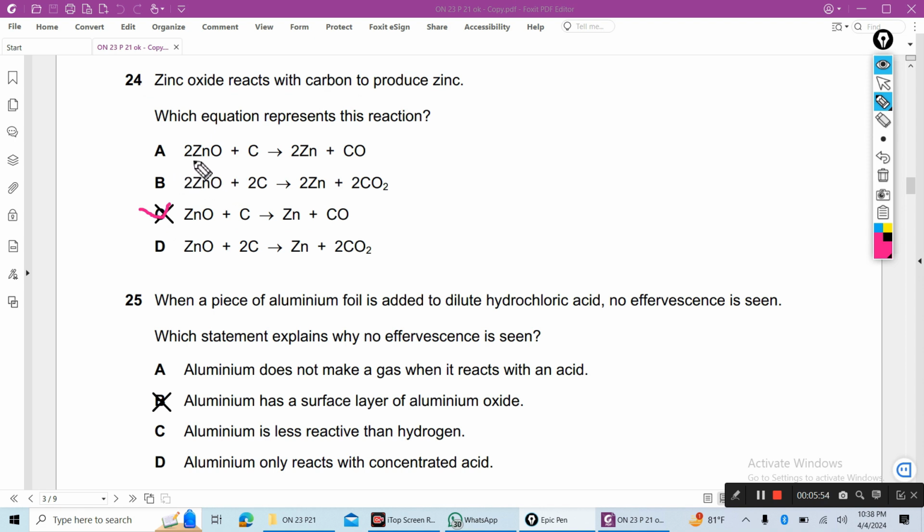And why is A wrong? This has zinc oxide, zinc, carbon monoxide. Yes, but here there is one oxygen on the right-hand side and two oxygens on the left-hand side, so this is not a correct equation. And zinc oxide reacts with carbon to produce zinc and carbon dioxide. Here there is one oxygen, here two, so this is not correct. The correct answer is C.